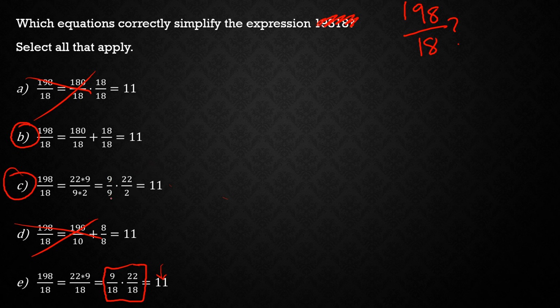If I look, 9 over 9 simplifies to just 1. 22 over 2 will simplify to 11. 1 times 11 is 11. So this one's a little bit tricky just because there's a lot to look at. But again, if you just look through each of the steps and simplify it with the problem, you'll be able to figure out which one will give you the right answer.